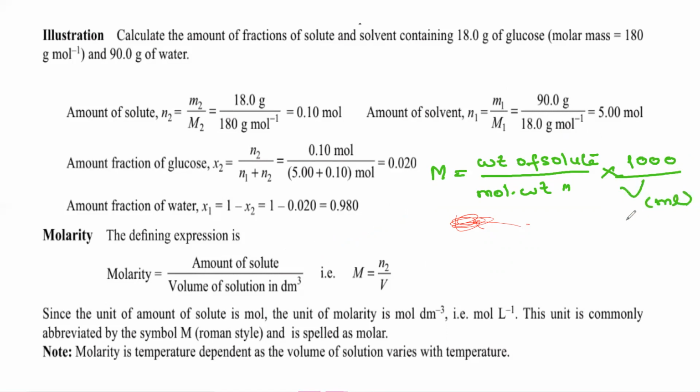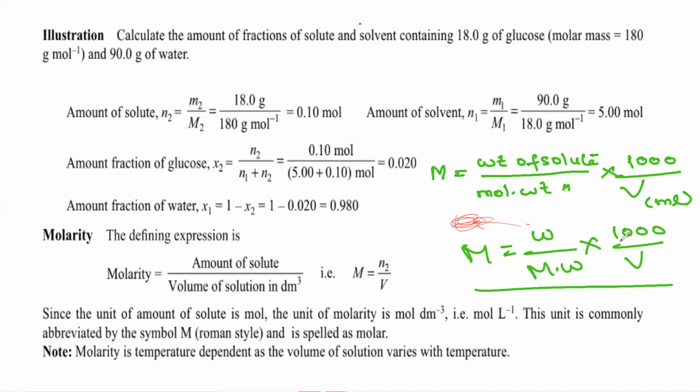For weight of solute, we write small w. Small w is called the weight of solute. Capital M is equal to small w by molecular weight of solute into 1000 by V. So this is the actual formula for finding molarity, and molarity is moles per liter, because the amount of substance is in moles and volume is in liters.